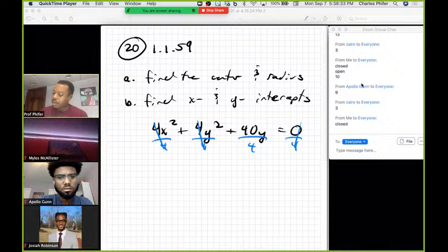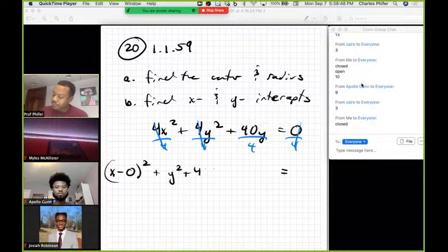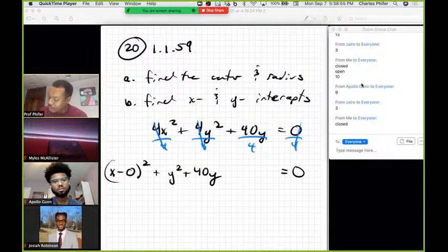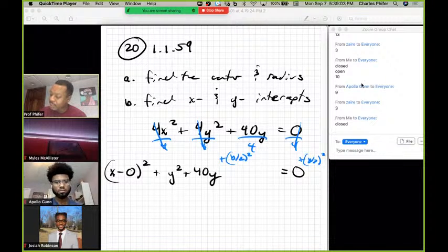So after this maneuver, we get x minus 0 squared. So that one's essentially done. Now we've got y squared plus 40y, and I'm going to leave some space, equals 0, right? So we need to do our completing the square step. Completing the square is going to be b over 2 squared added to both sides. In this case, our b is 40, so we're going to say 40 divided by 2 squared, added to both sides.